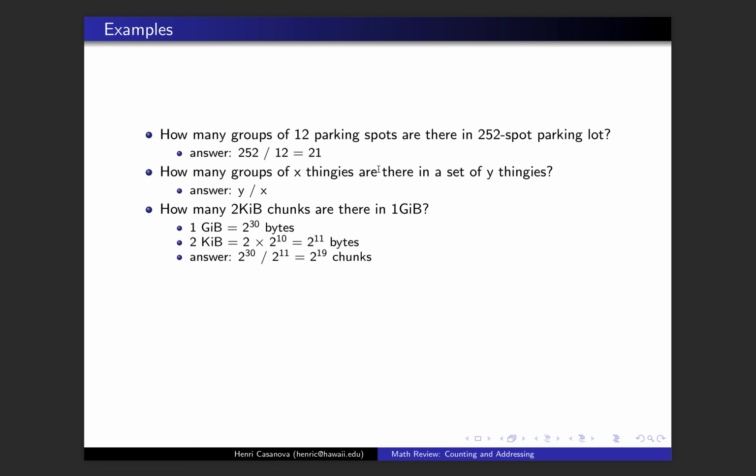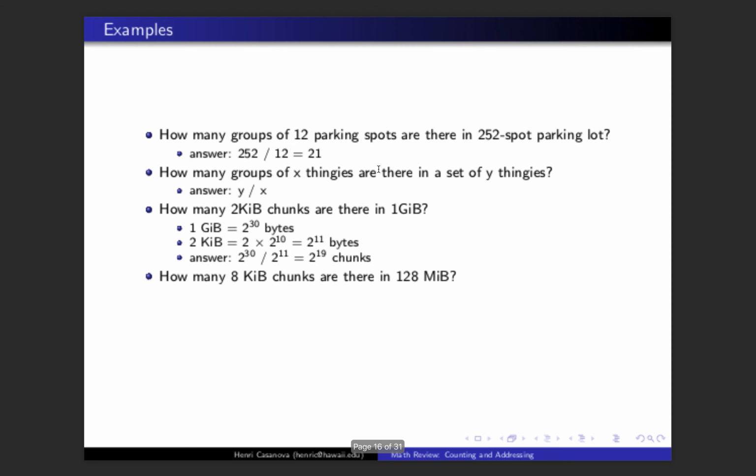So 1 gigabyte is 2 to the 30 bytes. You have to know this right off the bat. 2 kilobytes, well, it's 2 times the number of bytes in a kilobyte, and a kilobyte is 2 to the 10 bytes. Therefore, 2 kilobytes is 2 to the 11 bytes. Therefore, the answer to the question is 2 to the 30 divided by 2 to the 11, Y divided by X. And because we know how to do divisions of exponents, that's 2 to the 19. So the answer to the question, how many 2 kilobyte chunks are there in 1 gigabyte, is 2 to the 19. And if you really want to know the answer as a base 10 decimal, well, then you have to compute 2 to the 19, which is a huge number.